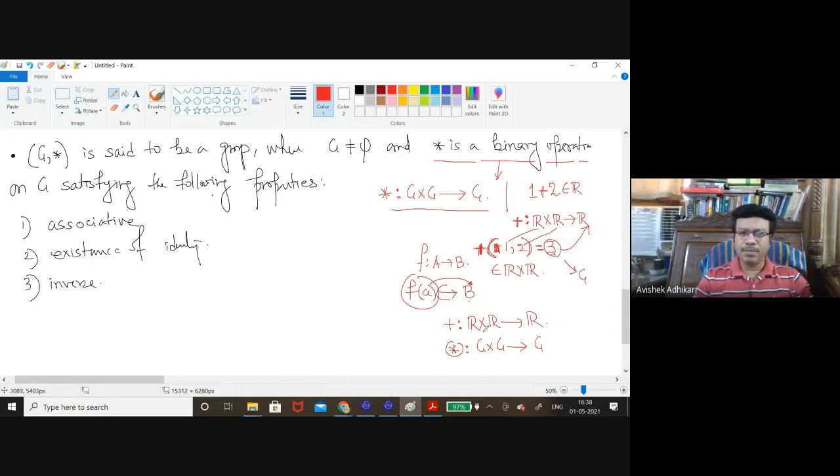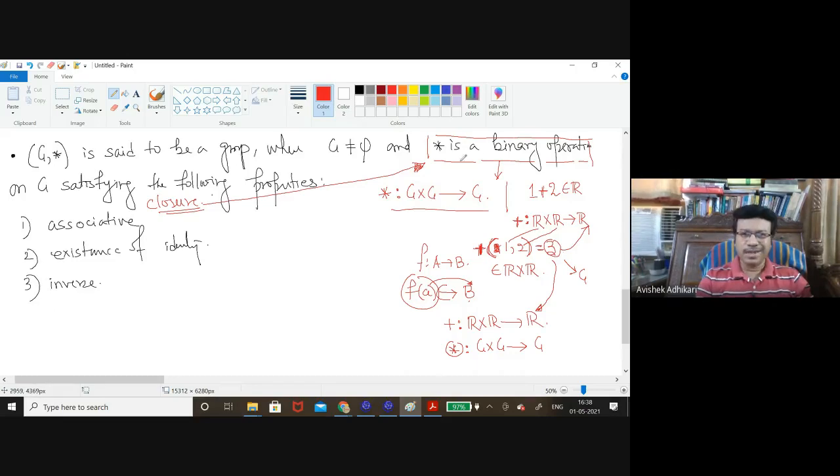Since plus is a mapping from R cross R to R, after doing this addition, the resultant number, like 3, cannot go out of the range R. As a result, if I mention that star is a binary operation, then the concept of closure is not required because that is already mentioned within that definition. But unfortunately, a few of the books consider this along with these four properties.